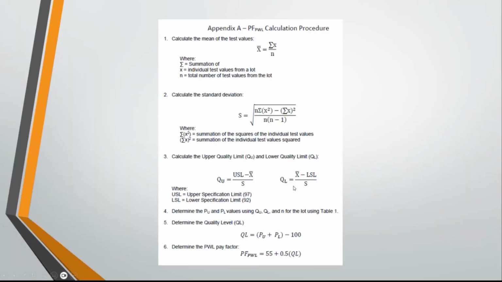And it looks like this. It's kind of self-explanatory, I guess. You need to calculate the mean of the test values, and you need to calculate the standard deviation. And then from there, you calculate the upper quality limit and then the lower quality limit. Determine your PU and PL values using the QU, QL, and N for the lot using table 1. And then you determine your quality level and your PWL pay factor.